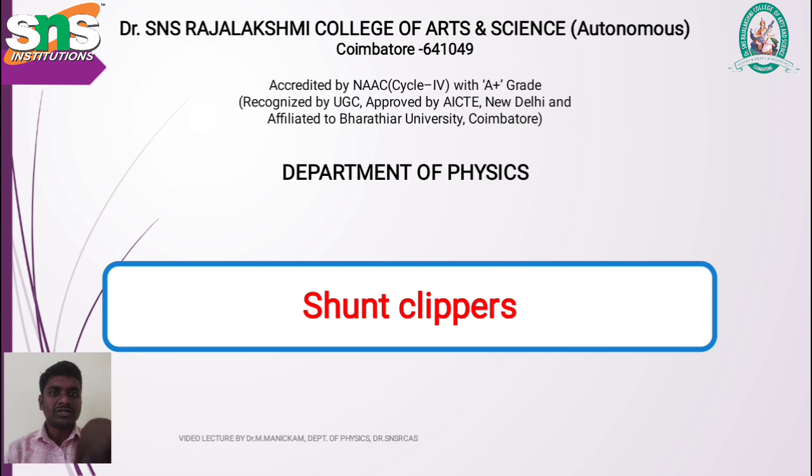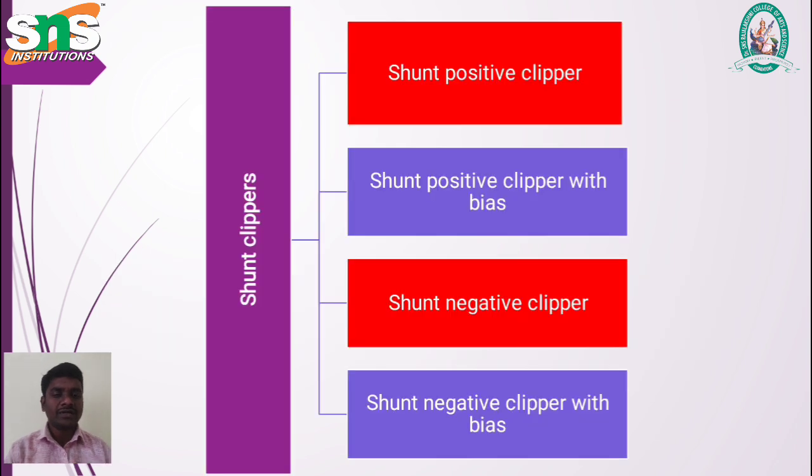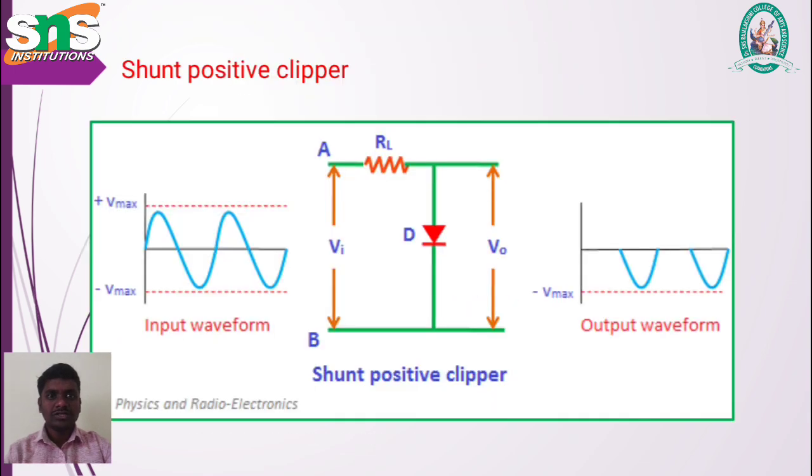Mainly, shunt clippers are classified into four types: shunt positive clipper, shunt positive clipper with bias, shunt negative clipper, and shunt negative clipper with bias. One by one we will discuss. The first one is the shunt positive clipper. This is the circuit diagram. We have utilized a resistance and a diode.